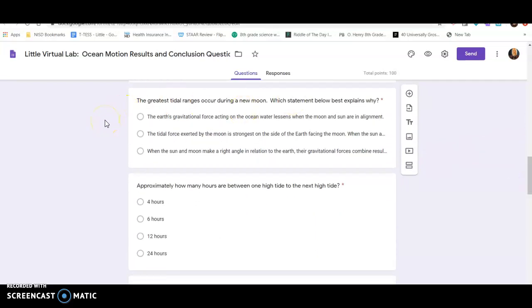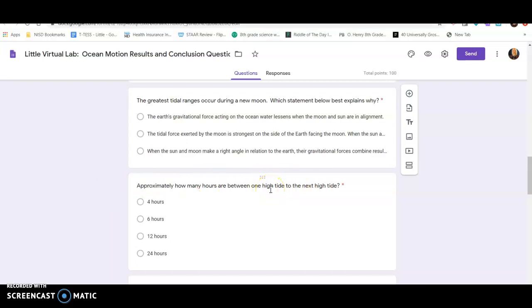The greatest tidal ranges occurred during a new moon. Which statement best explains why? The Earth's gravitational force acting on the ocean water lessens when the moon and sun are in alignment. The tidal force exerted by the moon is strongest on the side of the Earth facing the moon. When the sun and moon make a right angle in relation to the Earth, the gravitational forces combine. Next question, approximately how many hours are between one high tide to the next high tide?